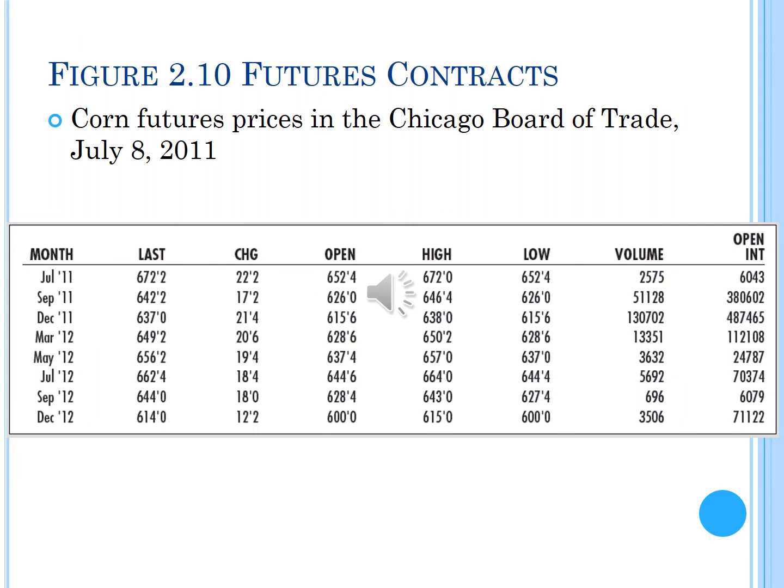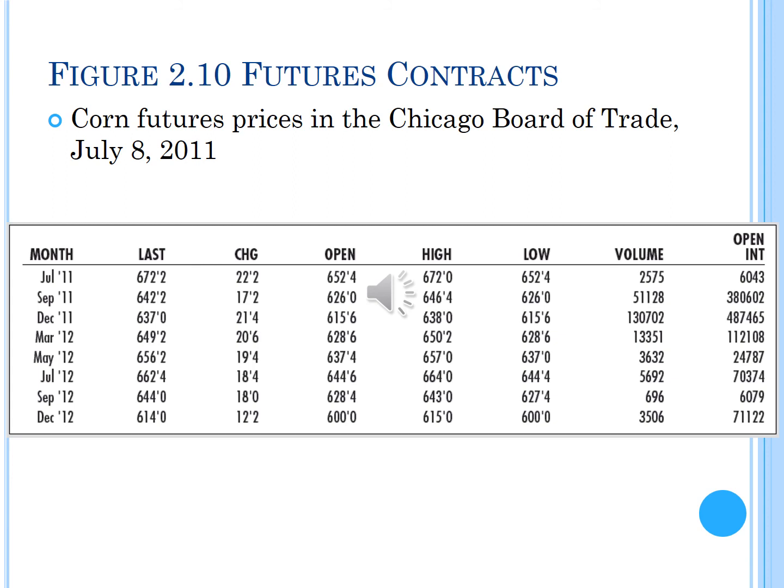Now let us take a look at figure 2.10, which illustrates the listing of the corn futures contract on the Chicago Board of Trade for July 8, 2011. Each contract calls for delivery of 5,000 bushels of corn. Each row details prices for contracts expiring on various dates. The first row is for the nearest term, or front of the contract, with maturity in July 2011.